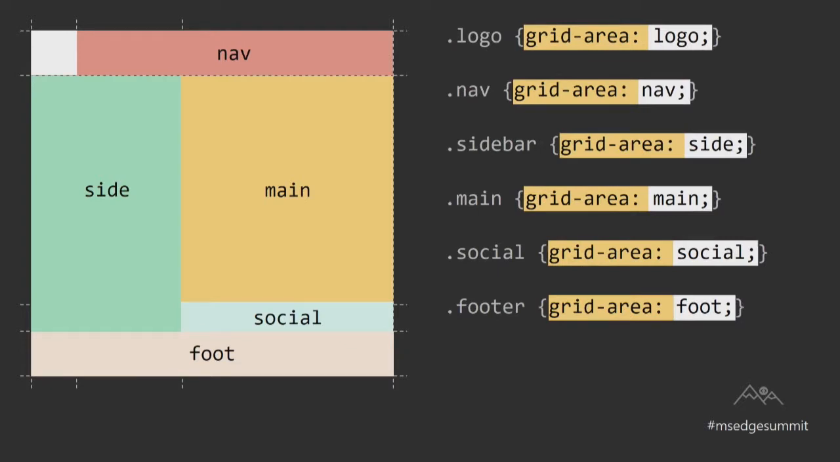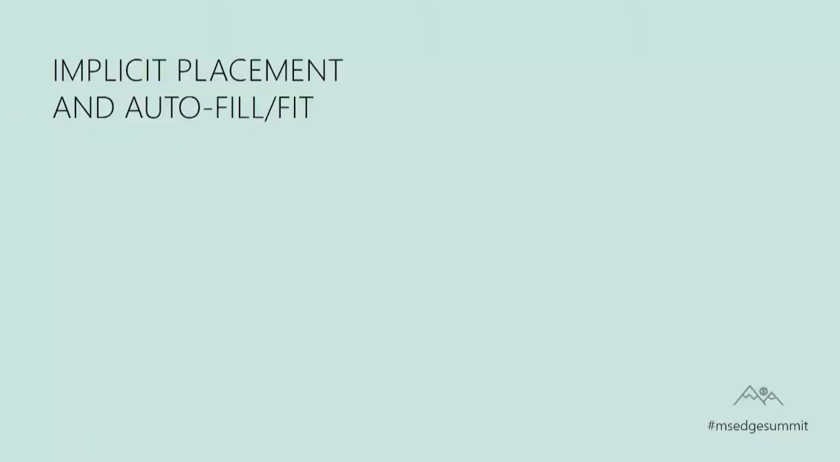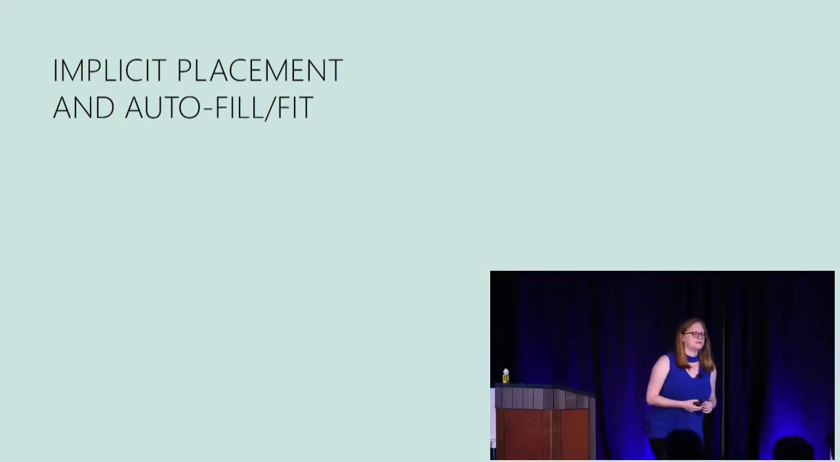So what we can then do is place our elements simply into this grid using something like, for example, our logo goes into grid-area logo. So those are a couple examples with explicit placement.